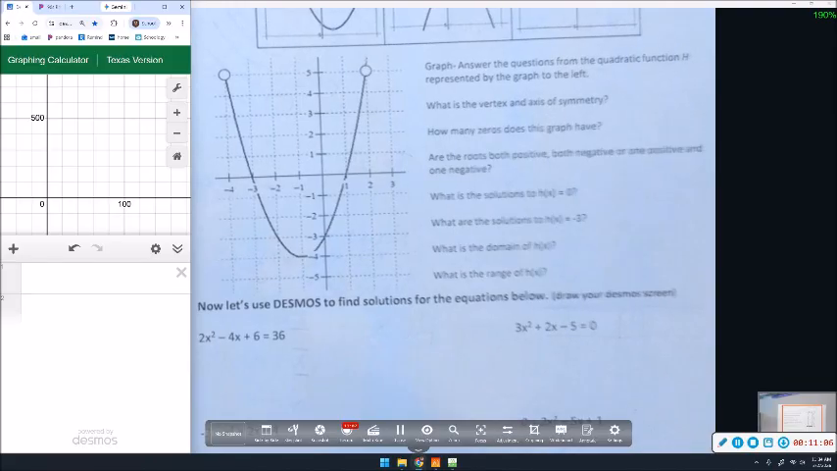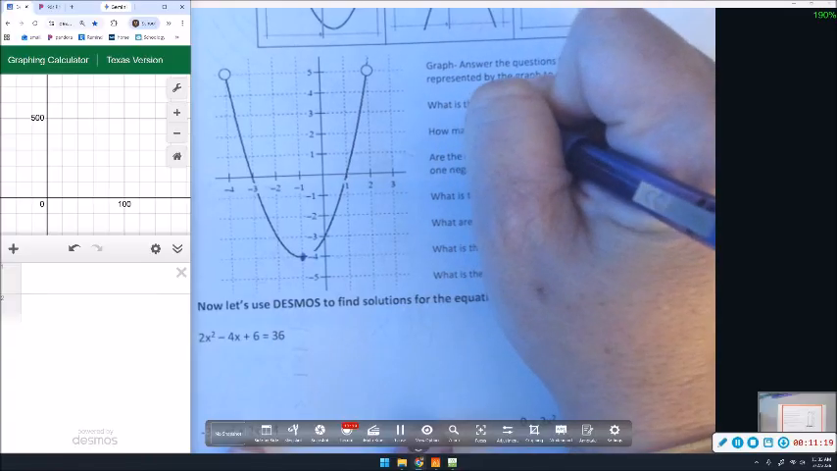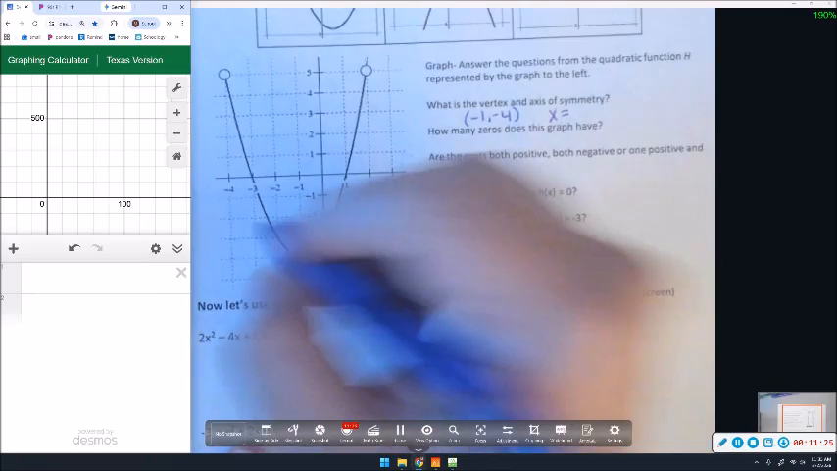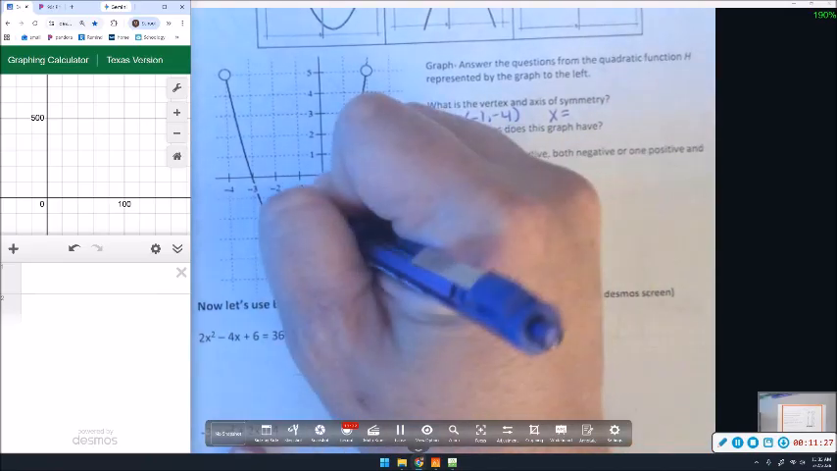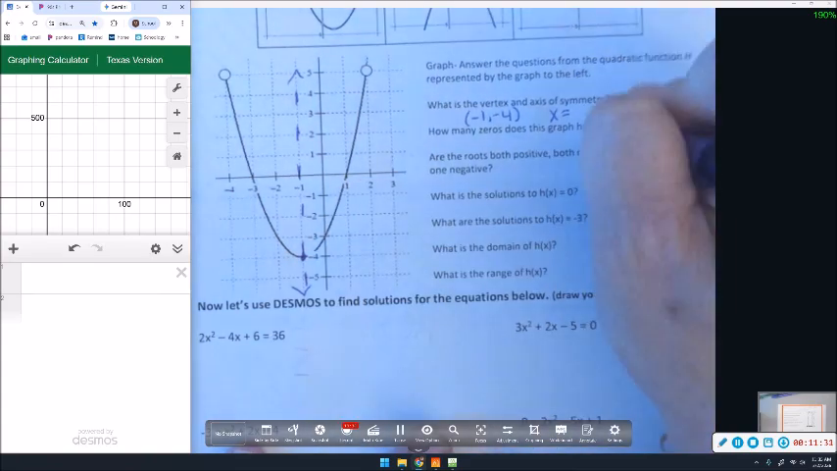Okay, so we're here. Okay, what's the vertex? -1, -4. You're exactly right. And my axis of symmetry is x equals what? We can draw it. What did it go through? X equals -1, yes.